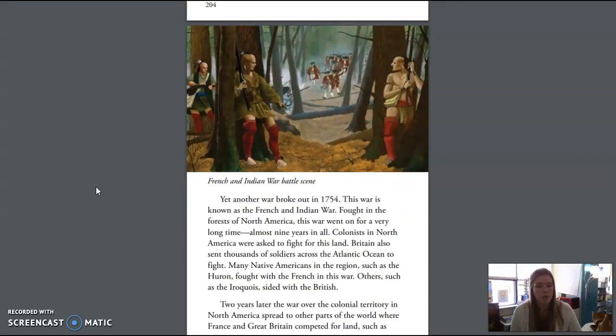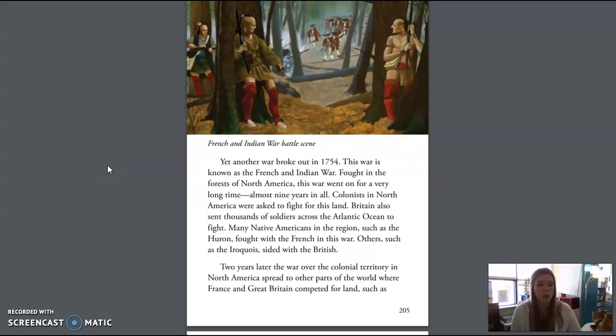Fought in the forests of North America, this war went on for a very long time, almost 9 years in all. Colonists in North America were asked to fight for this land. Britain also sent thousands of soldiers across the Atlantic Ocean to fight. Many Native Americans in the region, such as the Huron, fought with the French in this war. Others, such as the Iroquois, sided with the British.